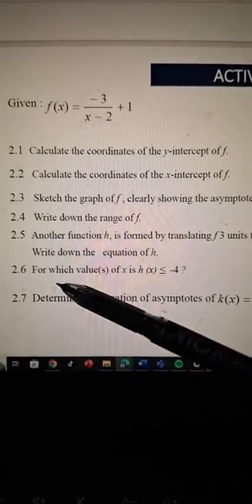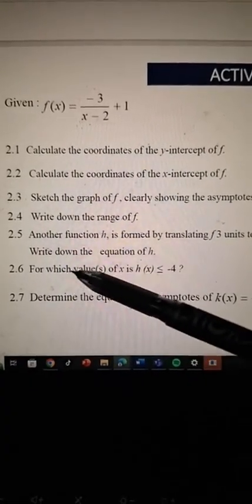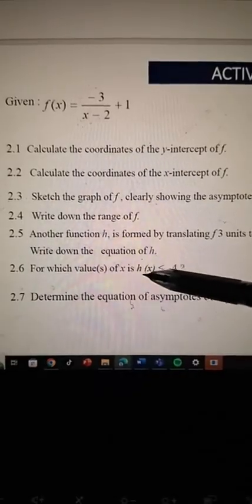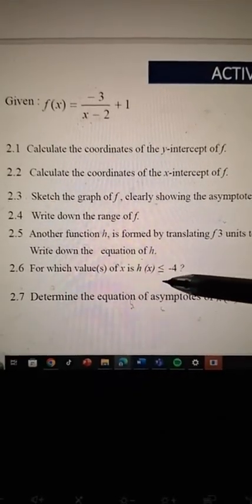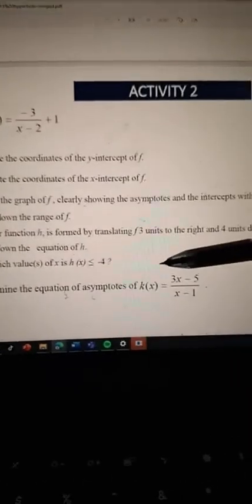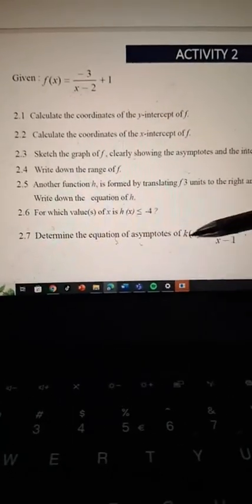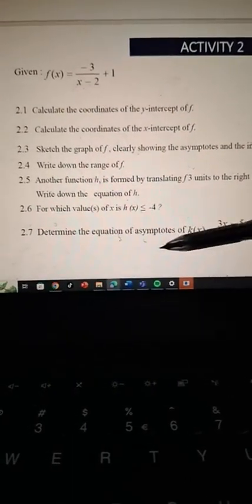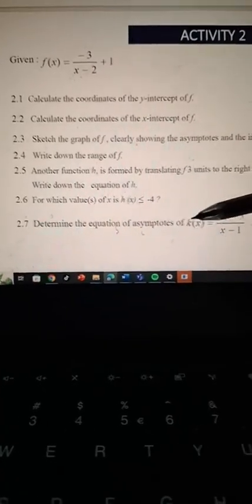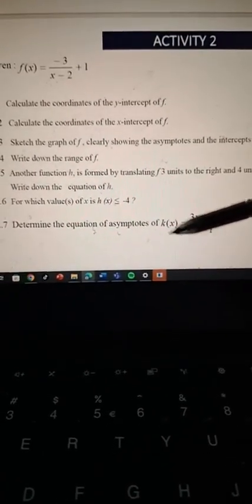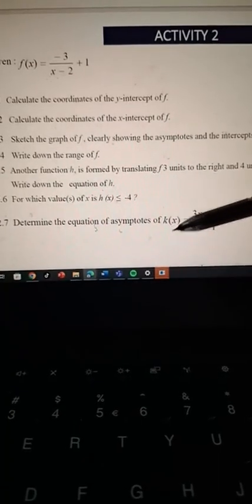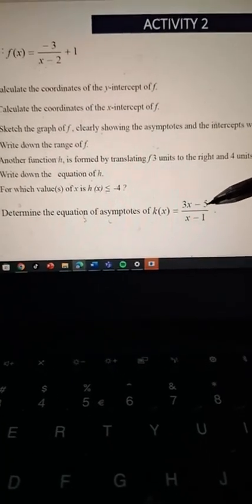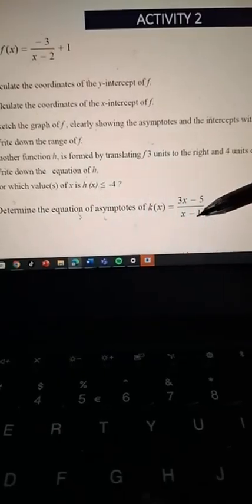We're going to look at how we write down the new equation. Then we're going to look at the question which says for which values of x is h of x less than or equal to negative 4. And then last but not least, we're going to look at how we go about determining the equations of the asymptotes of this particular function. You see, this is k of x, and it's 3x minus 5 over x minus 1.